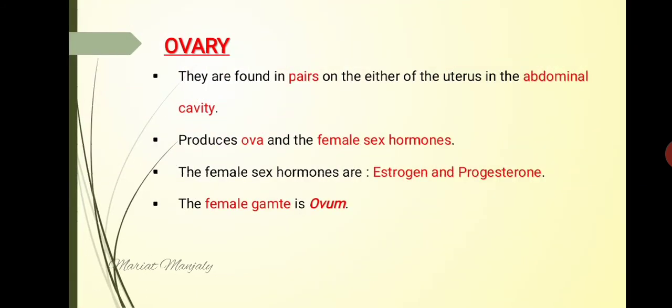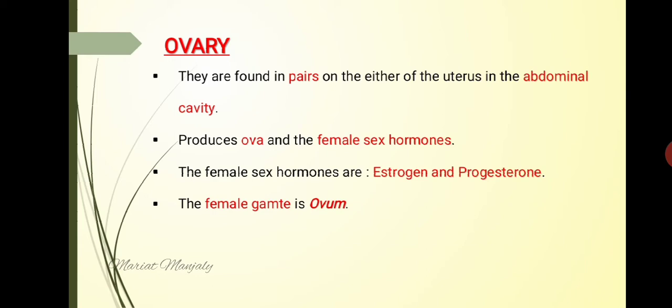The first and the most important part of the female reproductive system is the ovary. They are found in pairs on either side of the uterus and it is situated in the abdominal cavity. And the function of the ovary is to produce ovum and the female sex hormones. The main female sex hormones produced by the ovary are estrogen and progesterone, and they play a vital role in the reproductive cycle and also in keeping the homeostasis.